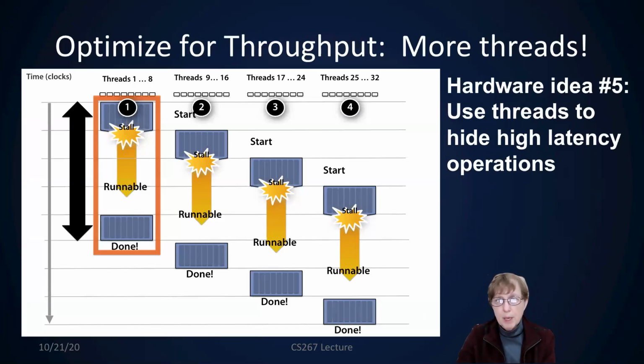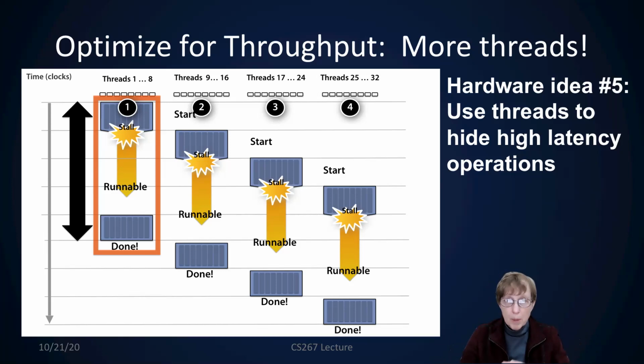So in order to optimize for throughput, what we're going to do in a GPU is just use more threads. Rather than just having 8 threads, we'll have, say, 32 threads in this little cartoon here. And so if one of the groups of threads is executing on our 8 arithmetic units and it hits a stall because it's, say, waiting for a memory operation, then you'll just switch to the next group of threads and run that.